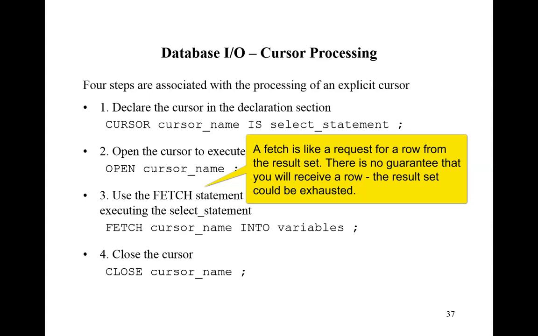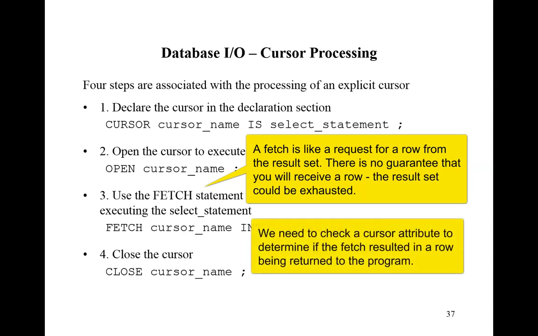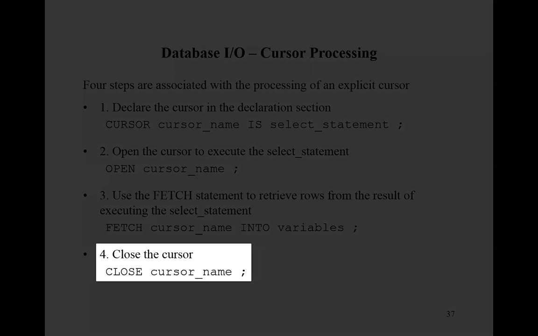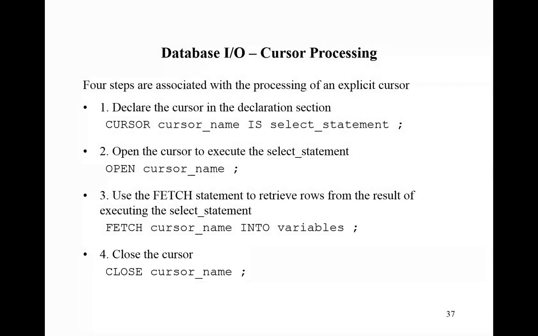So what this means is when we perform the fetch, we'll also have to follow this up with a test of the cursor attribute to see if the fetch successfully retrieved a row. The combination of the fetch and the test of the attribute would be executed potentially many times within the program. Hence, these instructions would be placed inside of a loop. And finally, when we're done processing the rows in the result set associated with our select statement, we close the cursor. This will free resources that were used to process that result set.